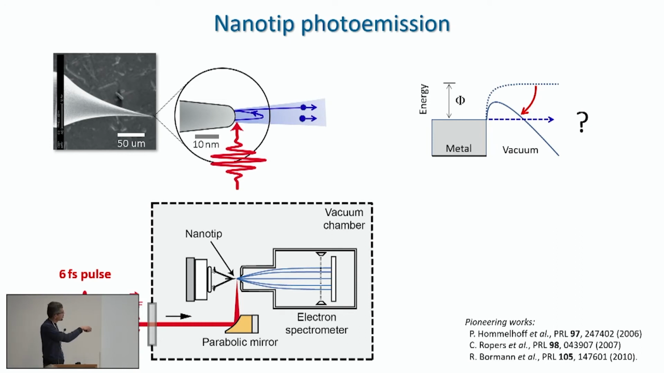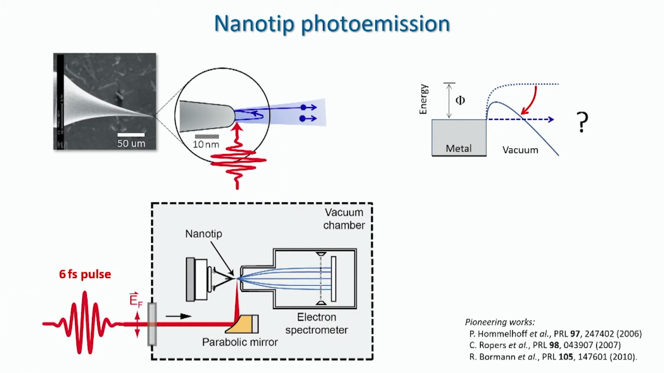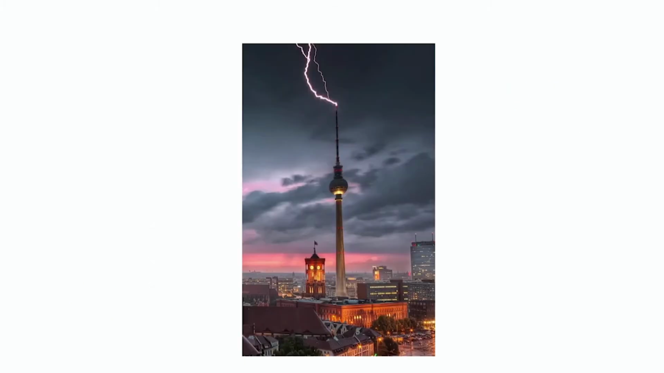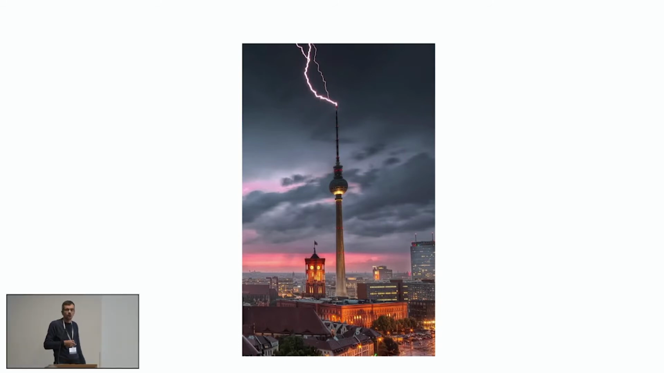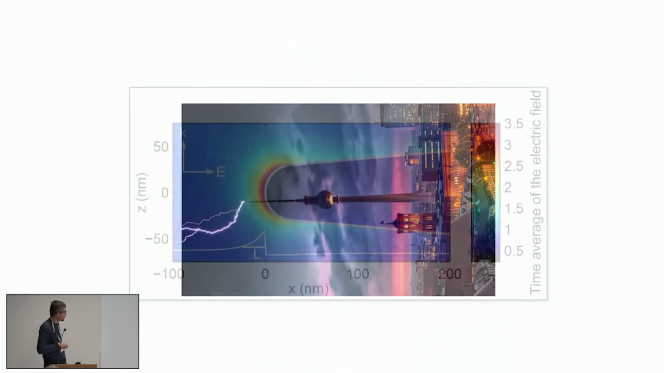Now the question is, why do actually all the electrons come just from the sharp end of the tip? That's not very obvious, because you illuminate a pretty large portion of the tip in this case. And the answer is that the tip actually acts like here the TV tower in Berlin. So you can see the lightning strikes here, and this is the lightning rod effect. And the same thing happens to the optical field in our nanotip.